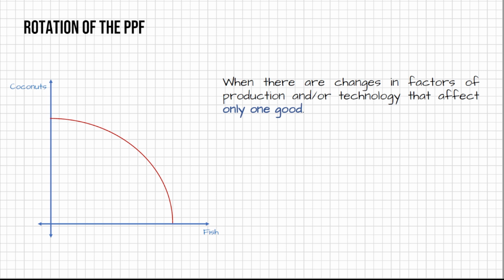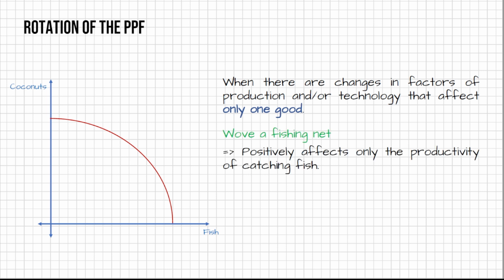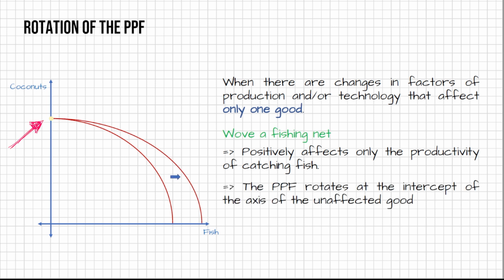Now let's say Robinson weaves a fishing net instead. A fishing net increases his productivity at catching fish. So the production possibilities frontier rotates at the intercept of the unaffected good, which this time is coconuts. And again, that makes sense. Coconut production wasn't affected. So at that intercept, the production of only coconuts stays exactly the same as before.